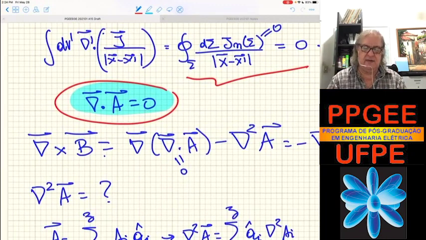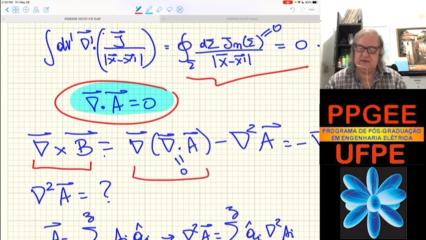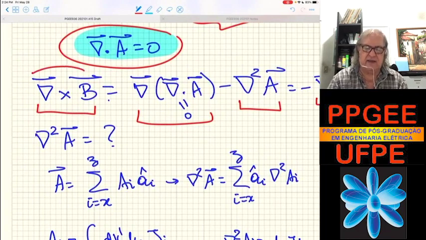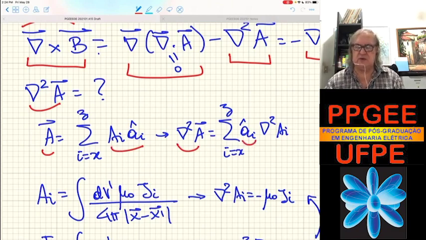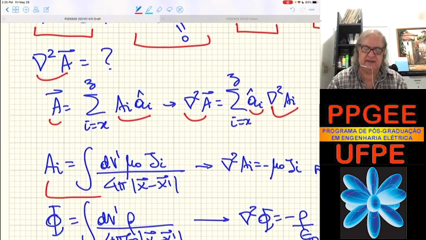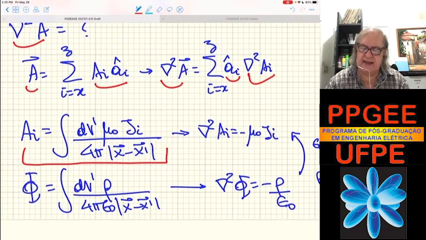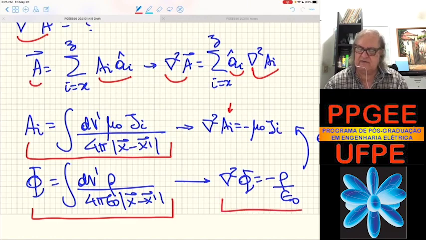Okay? So then we have curl of B equals, this term 0, minus Laplacian of A, and let's now move on to calculate Laplacian of A. So to calculate curl of B, I have to know Laplacian of A. If we break A into rectangular coordinates, it's easy to calculate the Laplacian, because the versors are constant. The Laplacian goes directly to the components, right? Well, if the ith component is given by this expression, we want to determine Laplacian of A_i. Let's recall that for the potential function, when it is given by this expression, the Laplacian of the potential function is given by this relationship here, right?